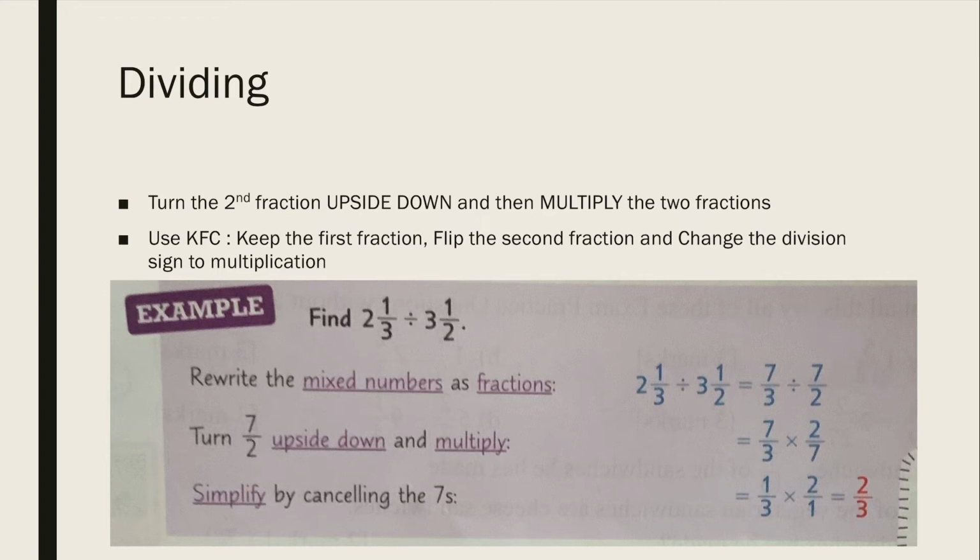And then also do this C, which is changing the division to multiplication. And then finally we simplify. The 7s cancel out, so it becomes 1 and 1. So 1 over 3 times 2 over 1 is simply 2 over 3.